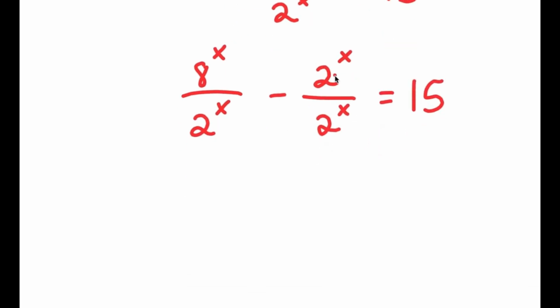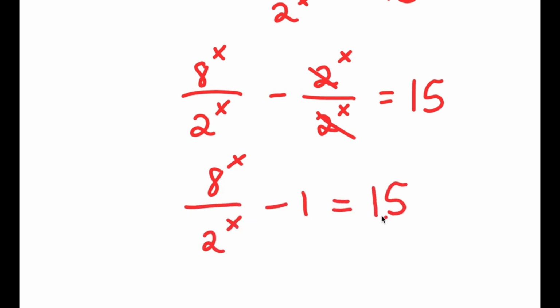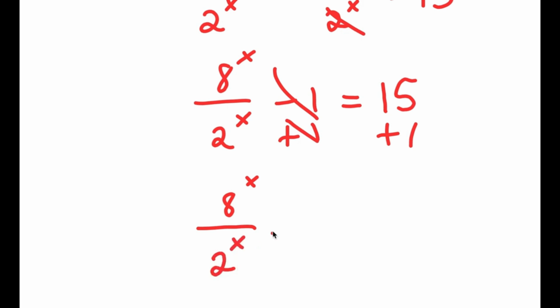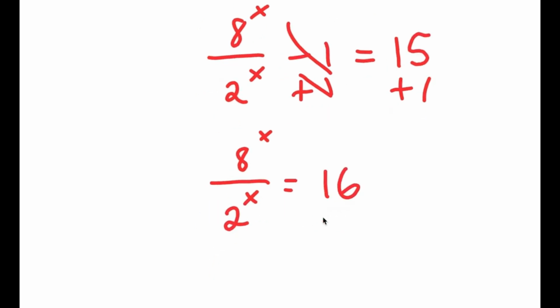Now obviously if we have one number over that same number, it's going to equal 1. So these two cancel out and I get a to the power of x over 2 to the power of x minus 1 is equal to 15. Now, I'm going to go ahead and add 1 on both sides because we want to get rid of this 1. So then these two cancel out and I get a to the power of x over 2 to the power of x is equal to 16.